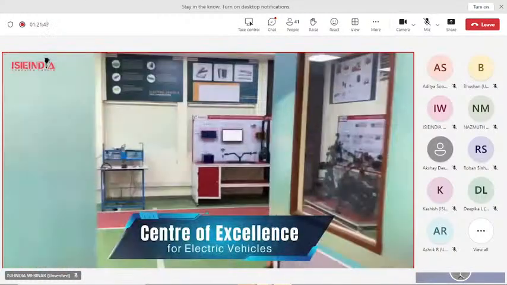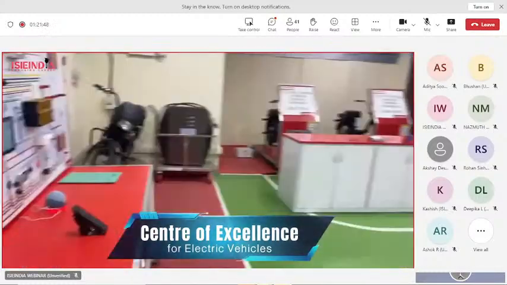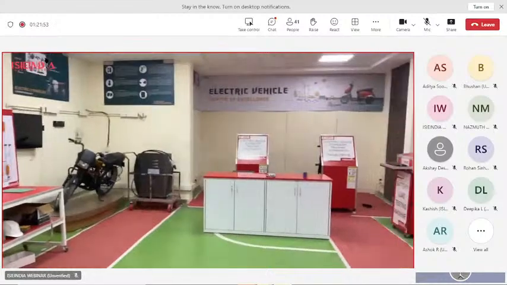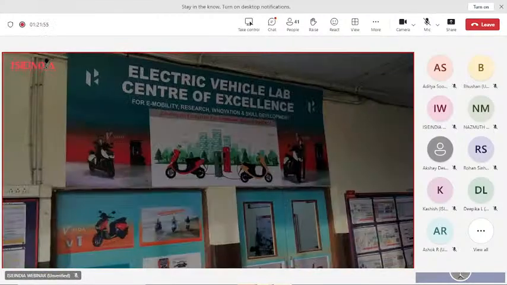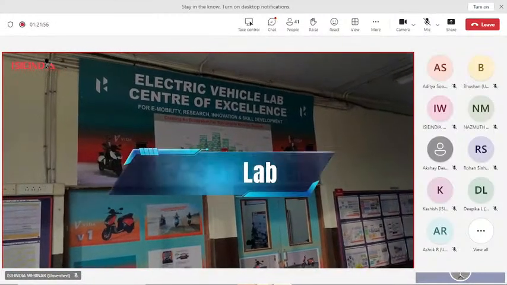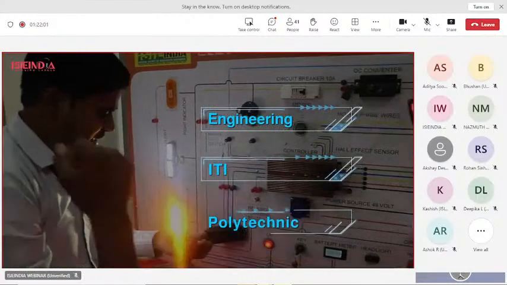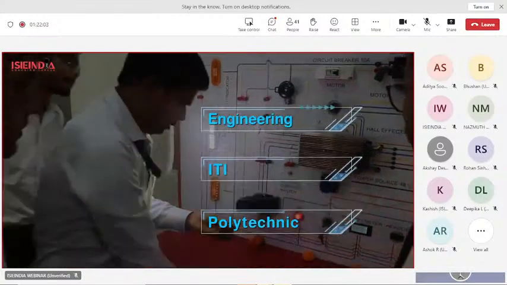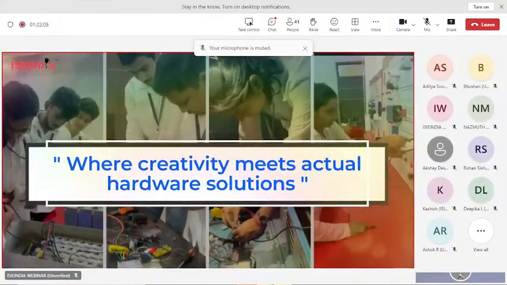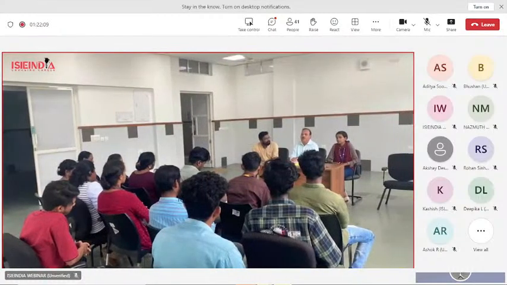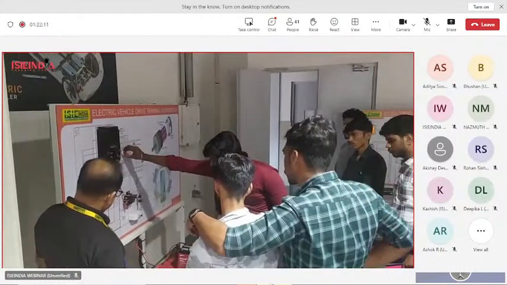Center of Excellence for Electric Vehicle, is dedicated to spreading the word about electric vehicles by facilitation of technologically advanced solutions. EV Tech Lab. It's a high-tech lab designed for students studying engineering, ITI, and polytechnic students getting job training. Think of it as a space where creativity meets actual hardware solutions. People here get to dive deep into the physical parts that make electric vehicles work.